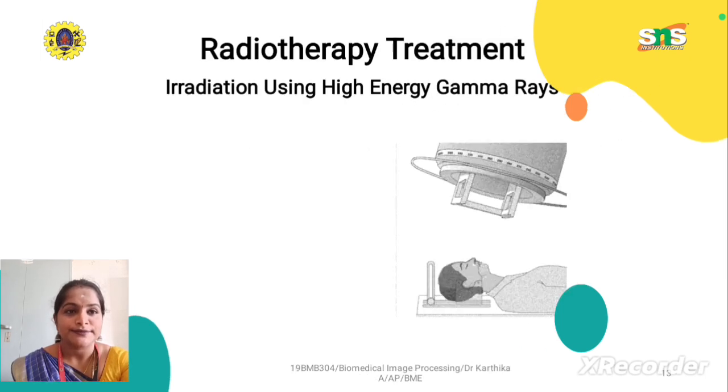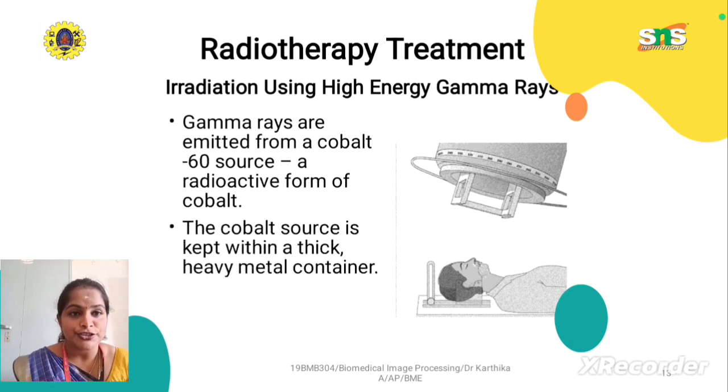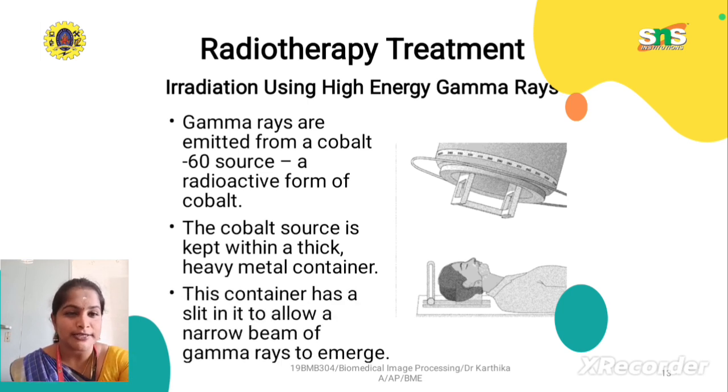See this radiotherapy treatment. Here, irradiation using high energy gamma rays. Here we are using cobalt 60, a radioactive form of cobalt. Remember this, we are using a radioactive form of cobalt. This cobalt source is kept within a thick heavy metal container. This container has a slit and it allows a narrow beam of gamma rays to emerge. With the help of these gamma rays, we can easily destroy our cancerous cells in a particular tumor place.